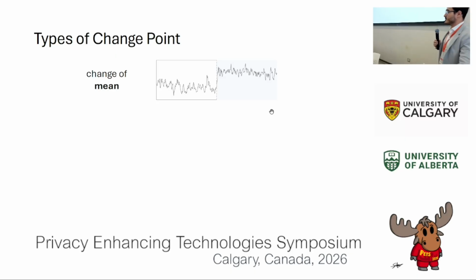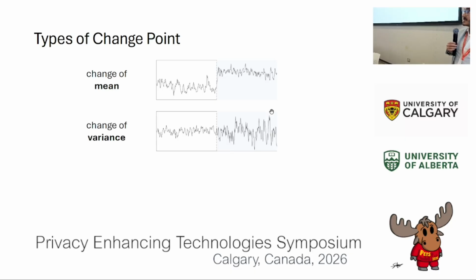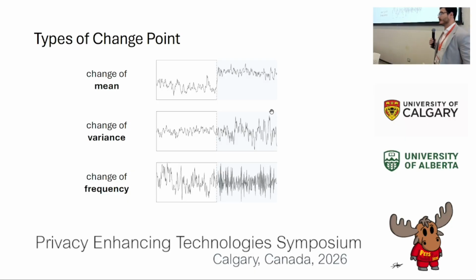To go on and explain to you exactly how we did this, I have first to tell you what change point types we faced. We mainly tackled 3 different types of change point. A change in the mean of the distribution, so you assume the same distribution, but at some point the mean changes, or a change of variance, or a change of frequency.